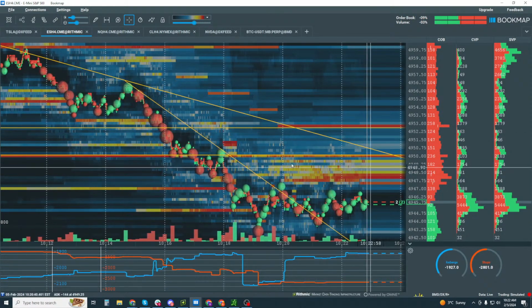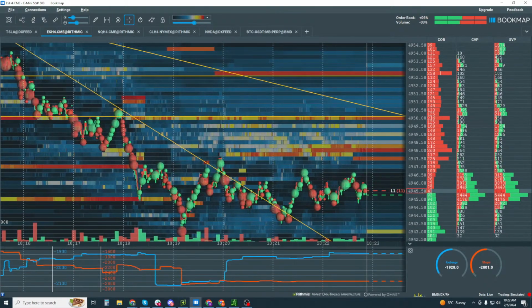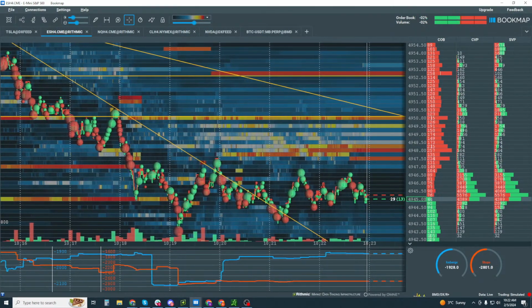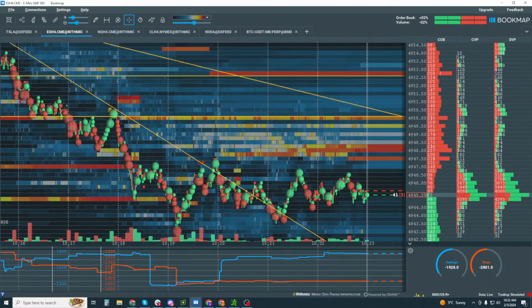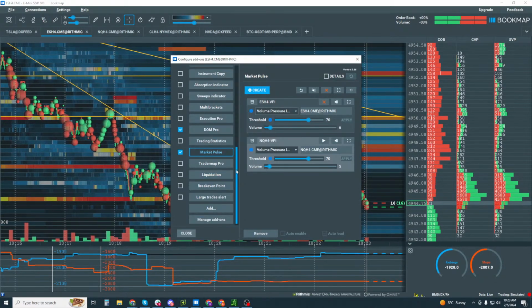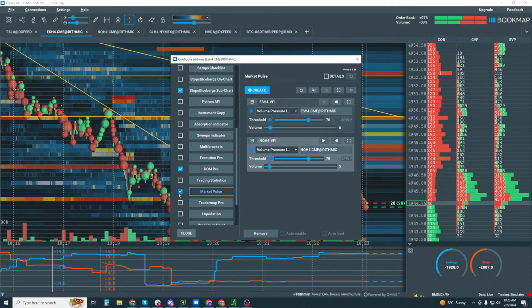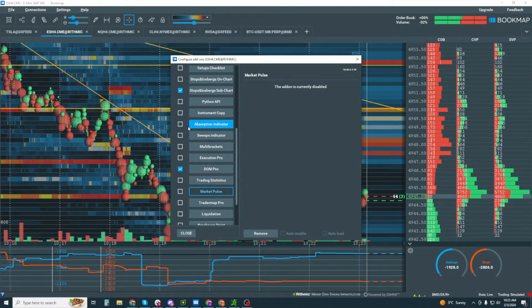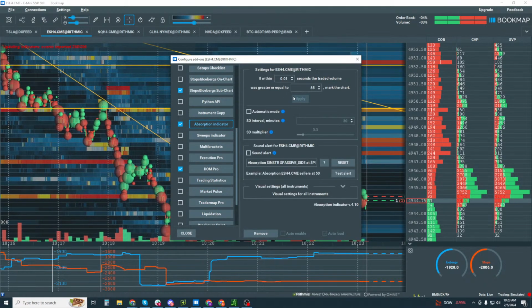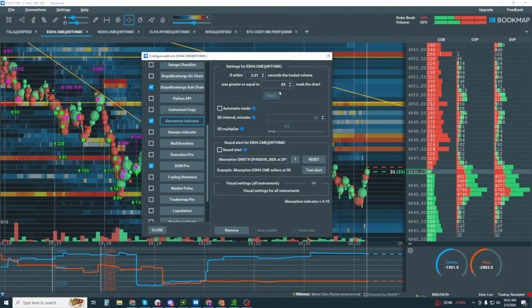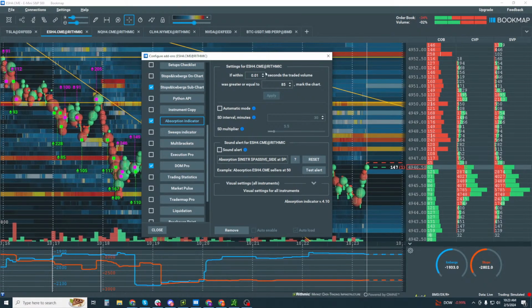Okay, now let's go over this absorption indicator. There's a question here by PMAG. Right, so let's add it to the S&P here. Take market pulse off for now. All right, so PMAG, now what we're going to show here, let me just go through it in general.